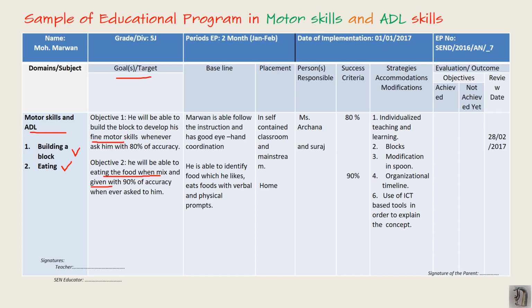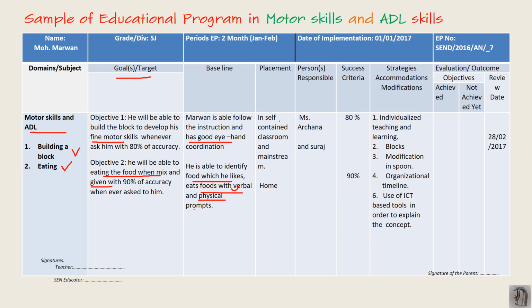So against this you need to find out the current level. Now see, to build the block he has fine eye hand coordination, even to eat the food with the spoon, he requires eye hand coordination, so that's already there. And he follows the instruction, and he likes the food whatever he wants to eat. But most of the time we have to give physical and verbal prompts. So that is where you need to find out exactly to succeed in your target or goal.